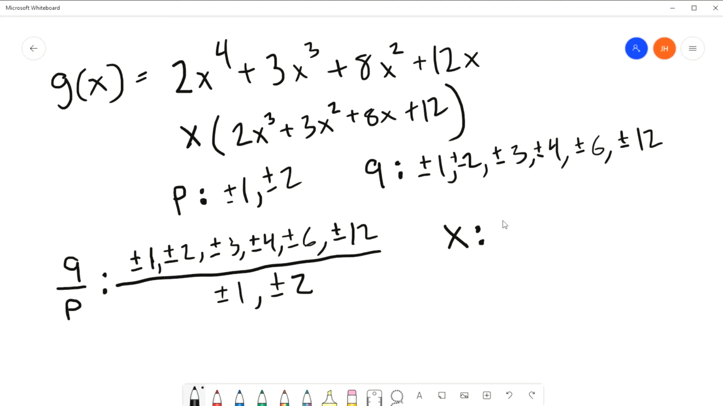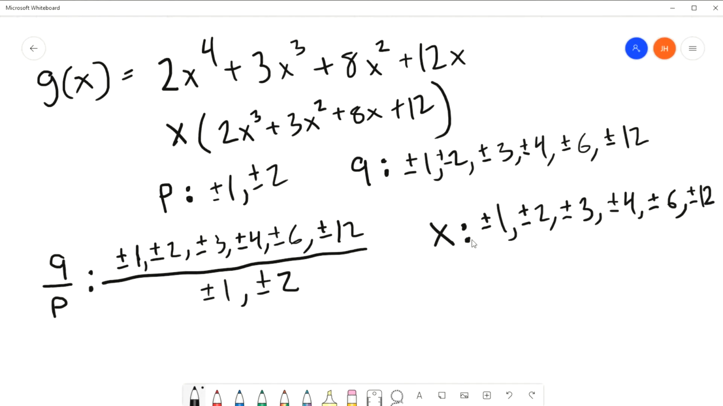So 1 over 1 would be 1. 2 over 1 would be 2. 3 over 1 would be 3, right? Keep going with that. 4 over 1 would be 4. 6 over 1 would be 6. And 12 over 1 would be 12. Okay. But it doesn't just stop here, because look, I also have the possibility of P being plus or minus 2. So 1 over 2 is 1/2. So plus or minus 1/2. 2 over 2 is 1, which I've already covered, so I don't need to add it.